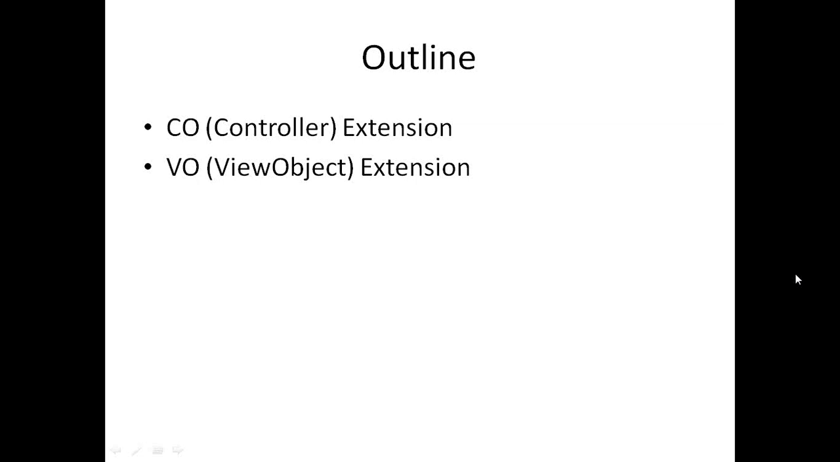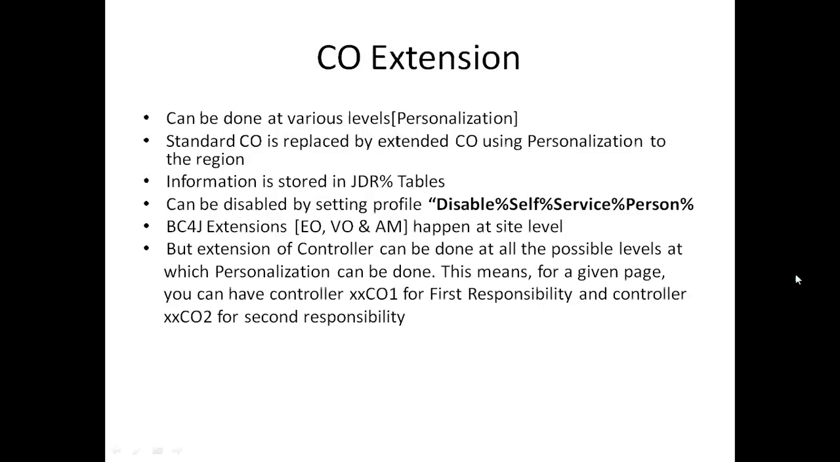It depends upon the requirement, and there are chances that sometimes within the CO itself, you can achieve the VO extension also. So you will have those kinds of scenarios also. So coming to the CO extension, what is CO extension, which levels do we do it at, what is the purpose of it, and what tables will it affect when you do it? It can be done at various levels. Generally, the CO extension will be replaced by our custom CO.